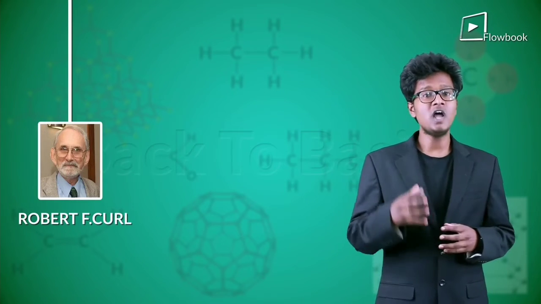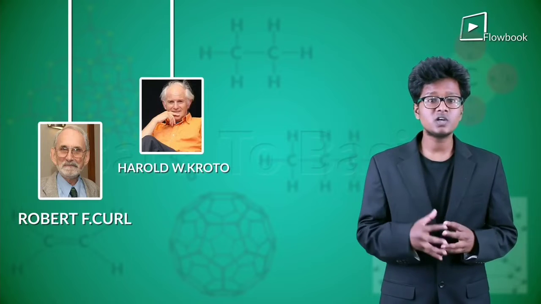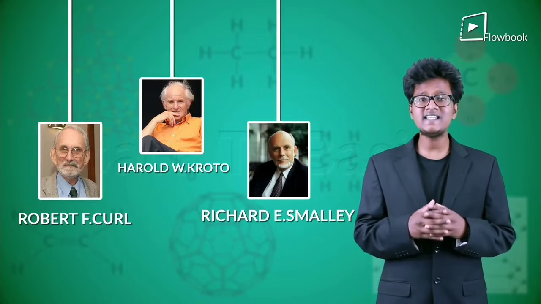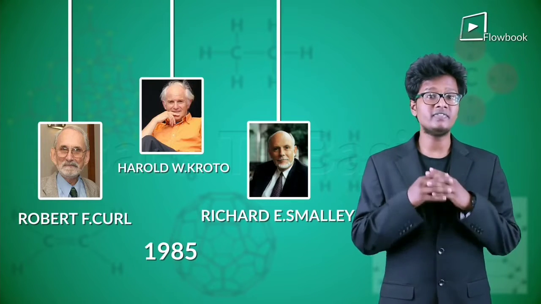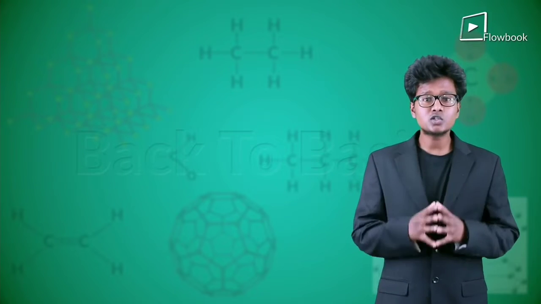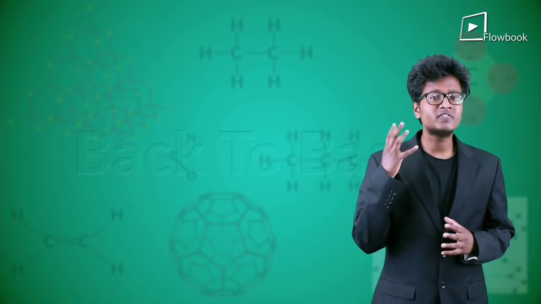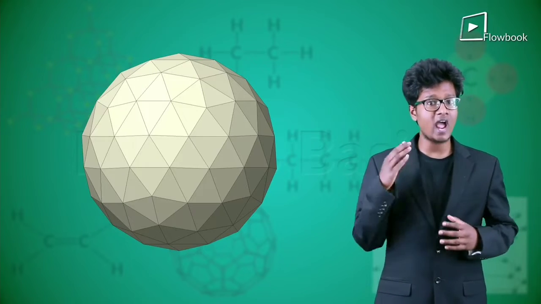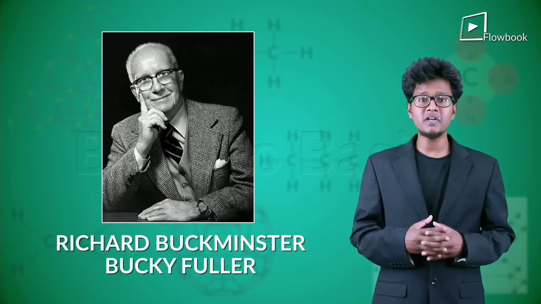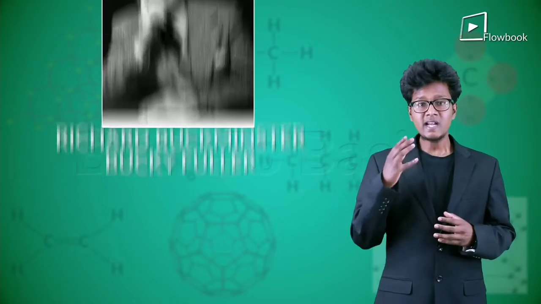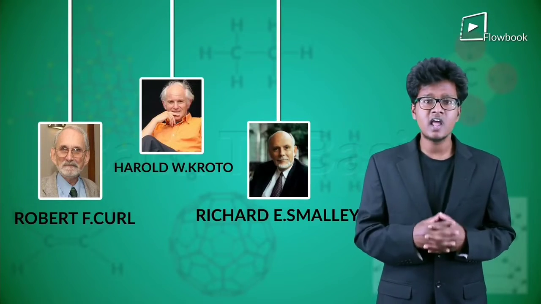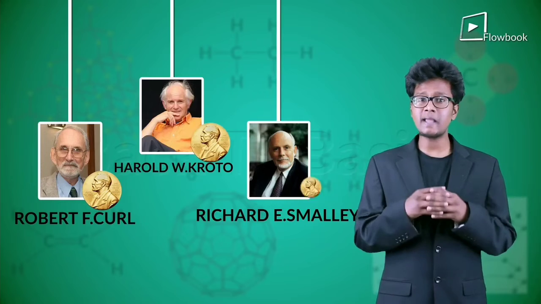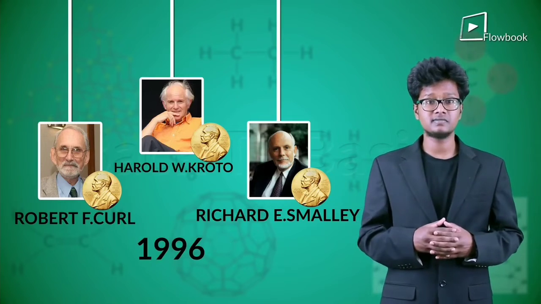Robert F. Curl, Harold W. Kroto, and Richard E. Smalley discovered this molecule in the year 1985. Now, these structures resemble the geodesic structures that were once devised by the famous scientist and architect Richard Buckminster "Bucky" Fuller. Interestingly, these three scientists won the Nobel Prize in Chemistry in the year 1996.